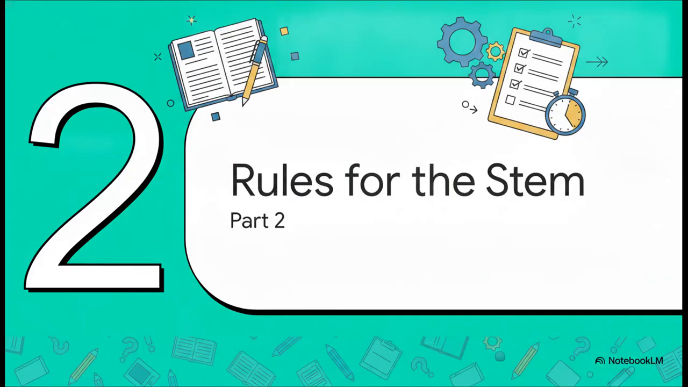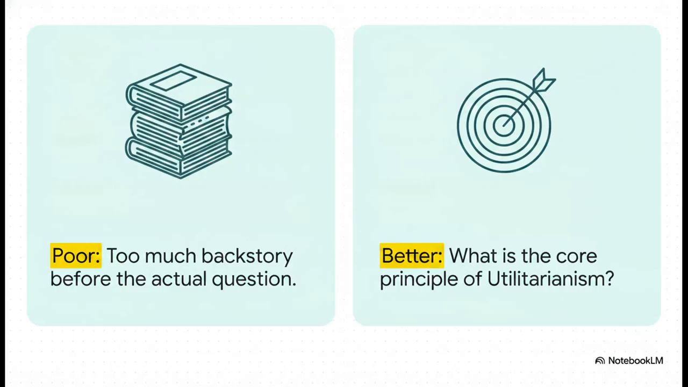All right, moving to Section 2, Rules for the STEM. If you happen to have a draft exam nearby, definitely pull it out so you can follow along. The crucial point here is to eliminate extraneous material. If your STEM reads like a mini lecture, like John Stuart Mill, heavily influenced by Jeremy Bentham, wrote extensively about utilitarianism, well, it just has way too much backstory. Don't use your exam STEM to teach a lesson or give unnecessary context. Keep it remarkably concise. Just ask the direct question, what is the core principle of utilitarianism?